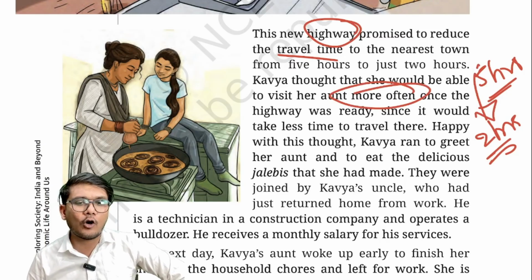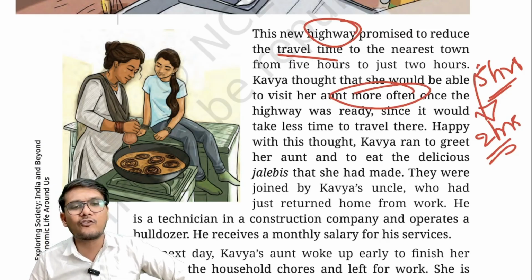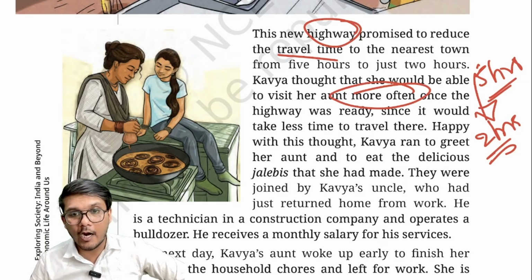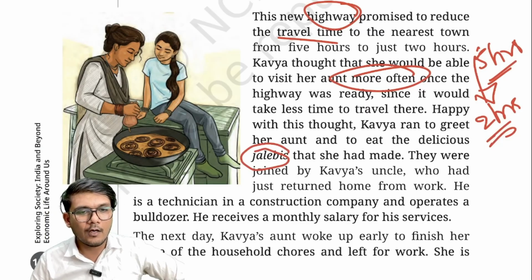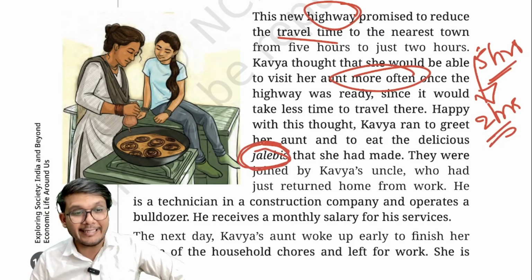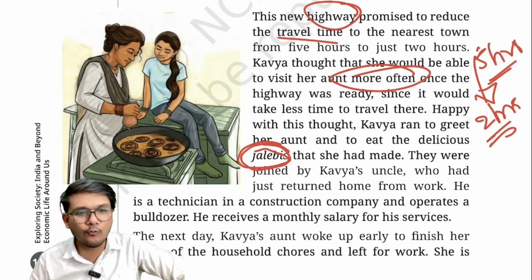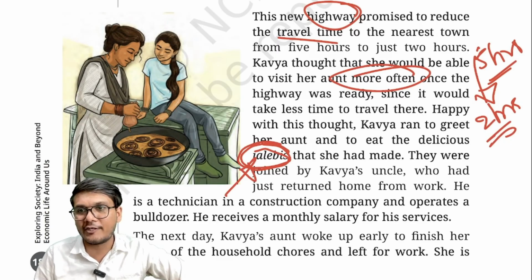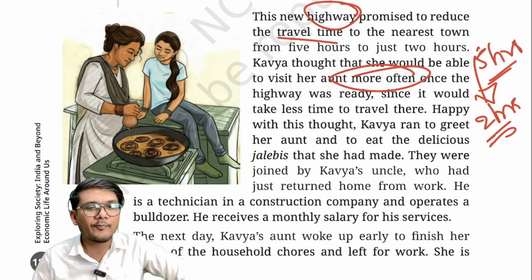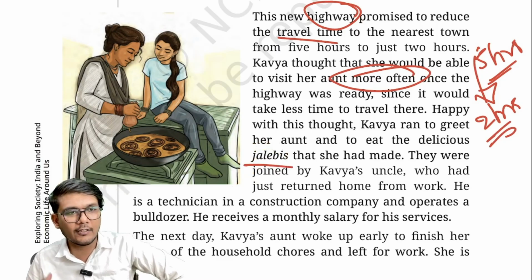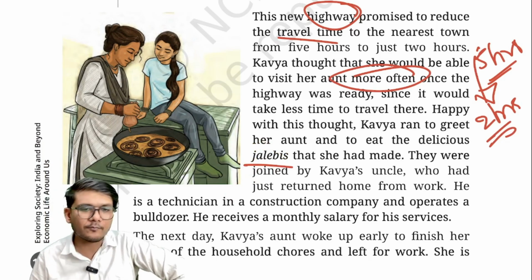Now, happy with that thought, she goes to her aunt's place, runs to greet her, and she finds out that her aunt is making some tasty food, some delicacies, and that is jalebis. It's a confectionery thing, a sweet thing. So she's making a delicacy, jalebi. She's all eager to tell her that and eat that, right?